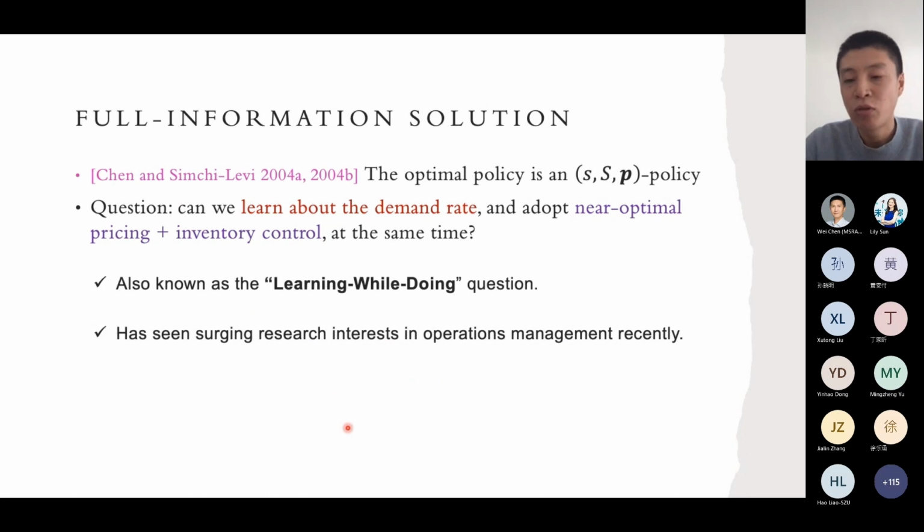And now let's move to our learning while doing question.